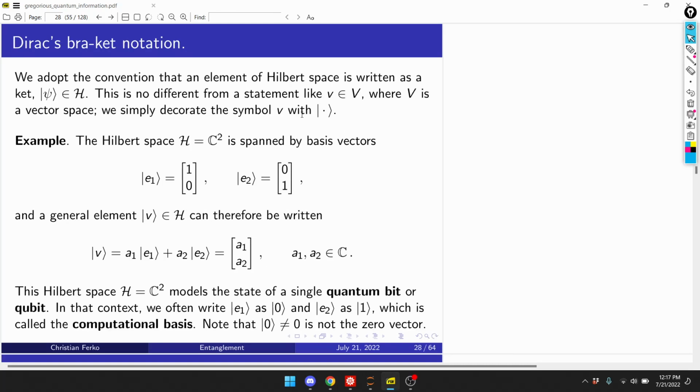That's a state. Okay. So now if you've learned about Hilbert space before, I need to map some of the things that you've learned onto physics notation. So we will write an element of our Hilbert space H as a ket. A ket is an expression of this form. So it's a symbol enclosed by a bar and an angle bracket.